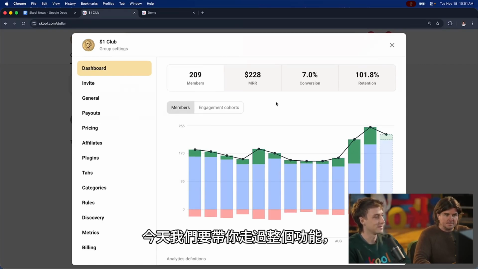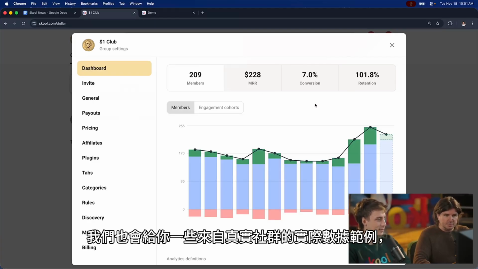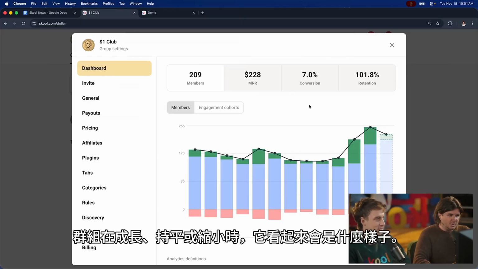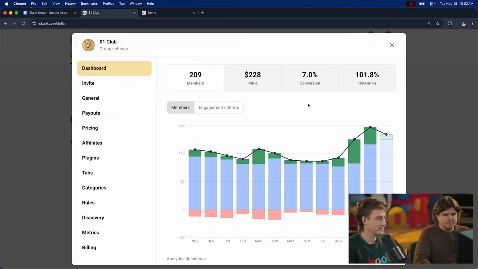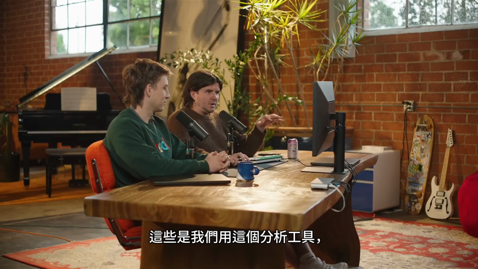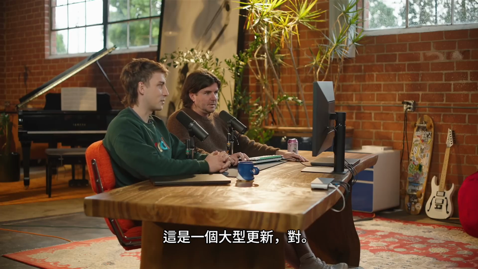What we're going to do today is walk you through what these analytics are and what they mean. We're also going to show you some examples of real data from real groups, to show you what it looks like if a group's growing, kind of flat, or shrinking, and what good looks like. We're also going to tell you some insights that we've had by looking at all kinds of different data using this analytics tool. So it should be a useful episode. Yep, this is a big update.